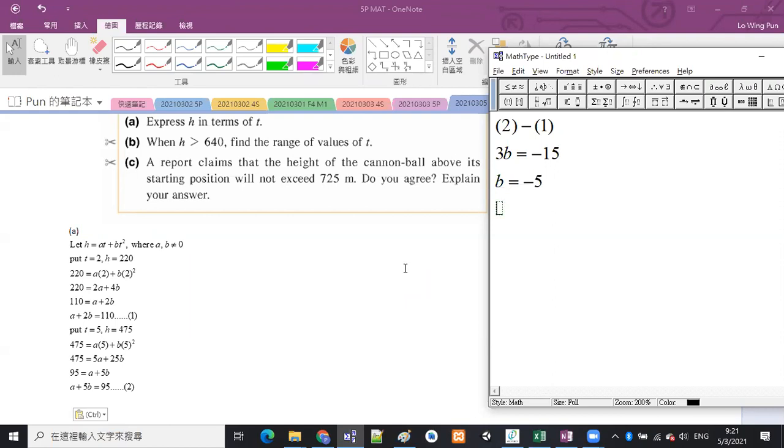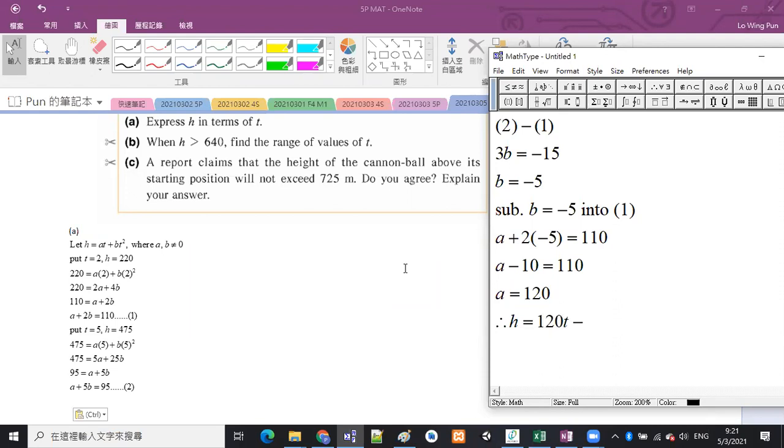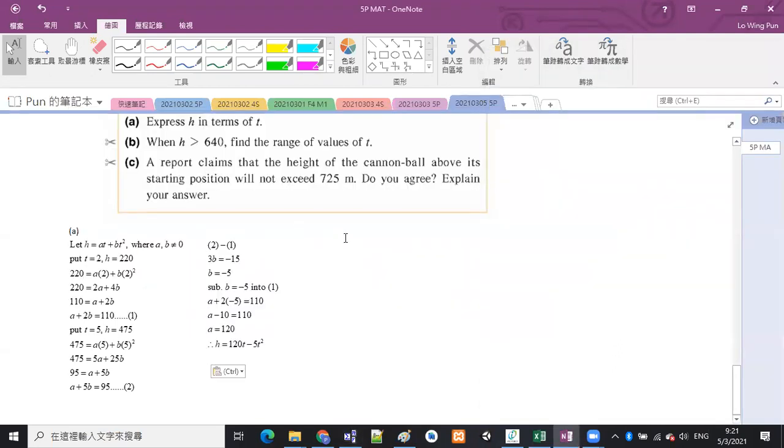All right. And then we just substitute the value of b into equation 1. So a plus 2 times negative 5 is equal to 110. So a minus 10 is 110. So a should be equal to 120. So when we have found the values of the unknowns, we write down the conclusion. Therefore, h is equal to 120t minus 5t squared. And that is the answer of part A.